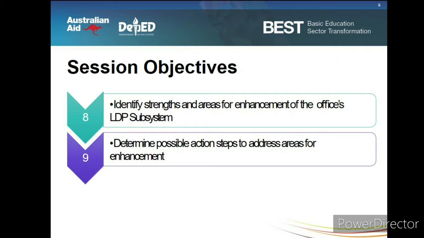Session objective number 8. Identify strengths and areas for enhancement of the office's learning and development planning subsystem. And session objective number 9. Determine possible action steps to address areas for enhancement.